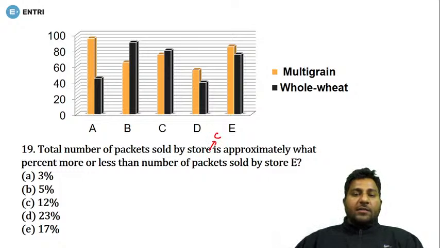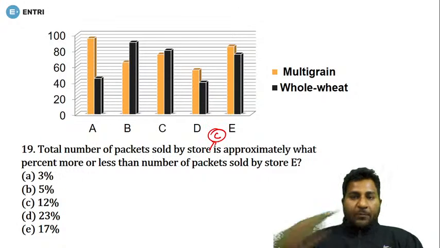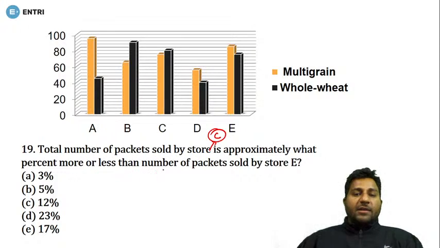Store C, you can update this. Store C is approximately what percent more or less than the number of packets sold by store E? Look, there are two kinds of packets, multigrain and whole wheat. So, the total number of packets sold by store C.